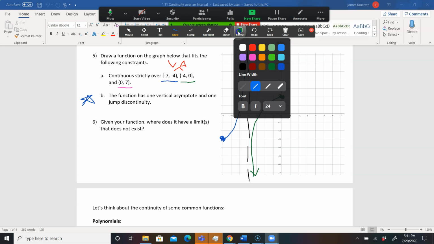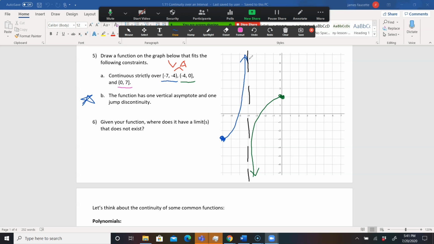If we look at our last interval, the one in pink, the interval is 0 to 7, and it does not include 0, but it does include 7. So here we are going to have a jump discontinuity. We need to start the function at a y value other than 2, because then otherwise it would be continuous at 0. And we can have the function do whatever we want as long as it is defined at x equals 7. So I'm just going to have it be a linear function.